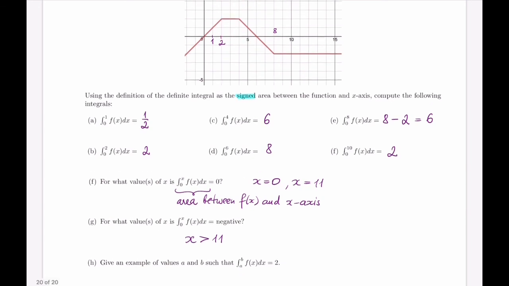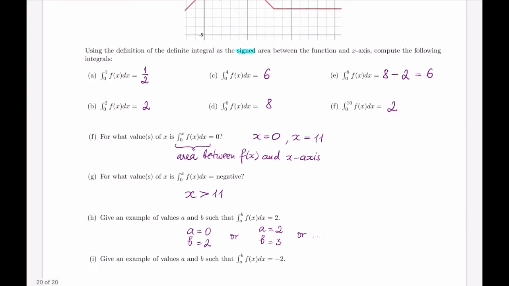So for example, I can say that a can be 0 and b can be 2, as per my cheating example, or I can have that a is equal to 2 and b is equal to 3, or there's lots of other options. See how many options you can come up with for the integral in the last part.